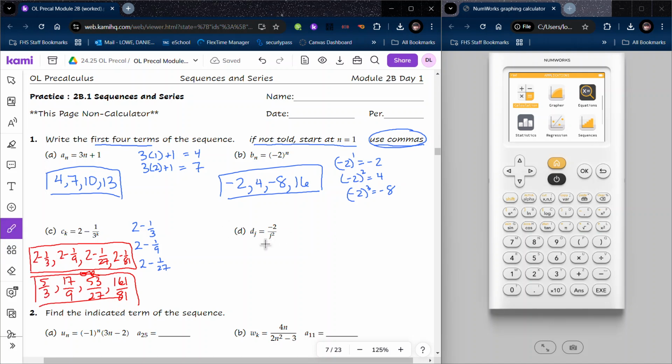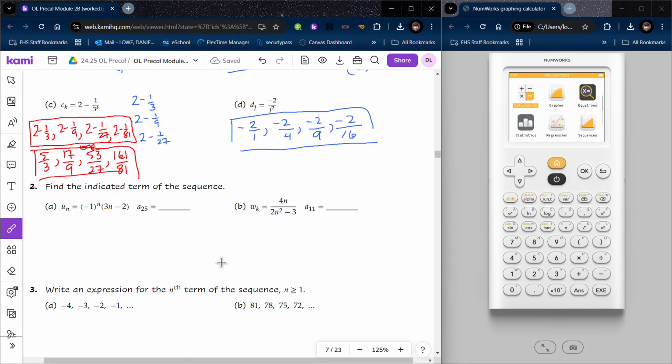All right, if I look to my next one, once again, remember that your counter is going to start at 1. And so I have my first term as negative 2 over 1. My second term as negative 2 over 4 because it's 2 squared. Then negative 2 over 9. Then I have negative 2 over 16. Once again, I would recommend not simplifying those terms.